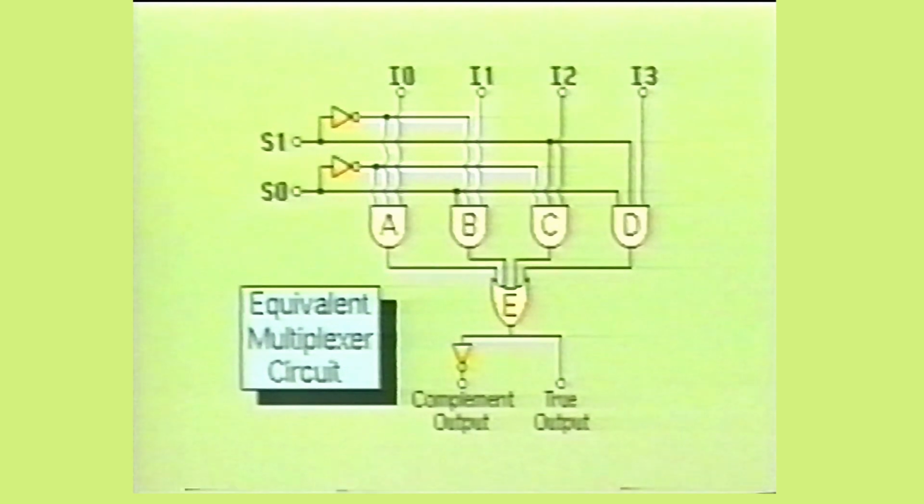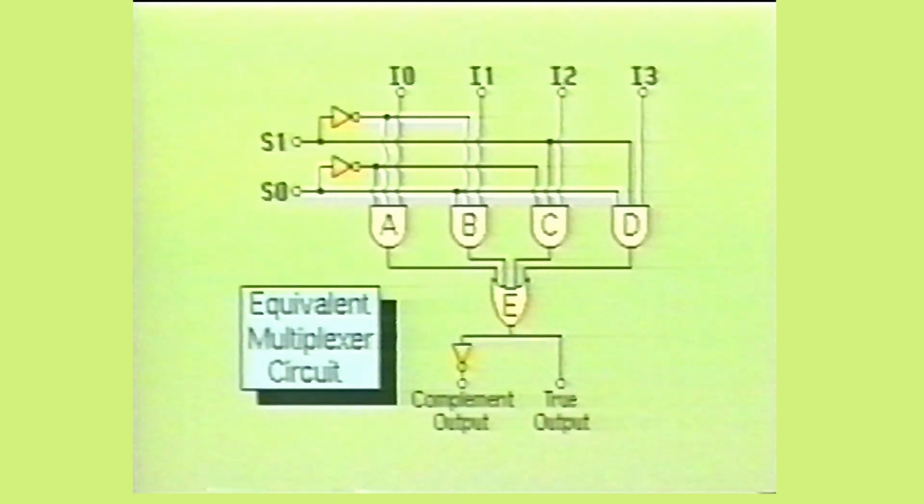When control inputs S0 and S1 are low, we see that a high signal is being applied to all 3 inputs of AND gate A, which causes AND gate A to turn on with the data. AND gates B, C, and D will remain off. When AND gate A turns on, it causes OR gate E to also turn on. The OR gate then feeds the information into both outputs, true and complement.